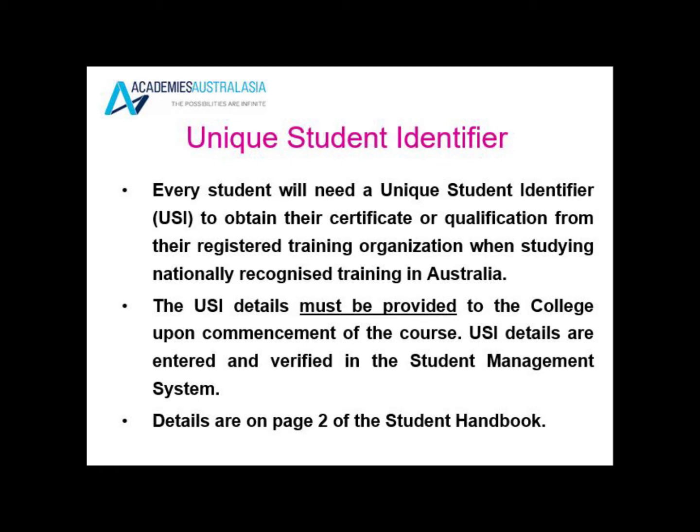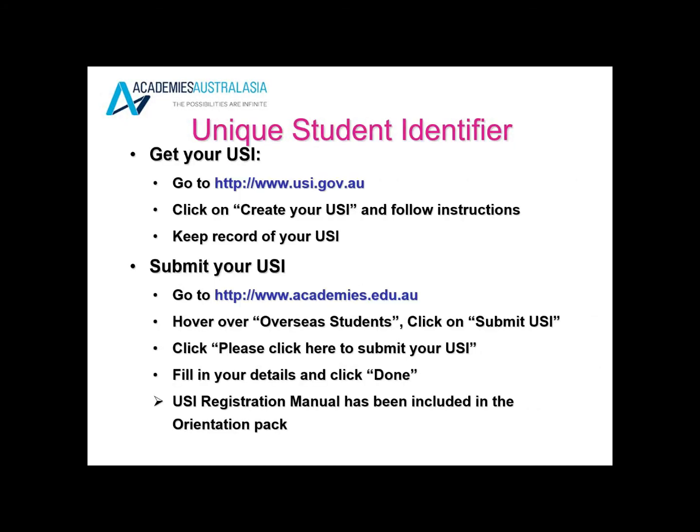The unique student identifier, the USI: you will need to set up a USI, and you cannot get a certificate or qualification without the USI. To get a USI, please go to www.usi.gov.au and create your USI. Follow the instructions. Once you receive your USI, go to academies.edu.au and click on Submit USI, and just follow the instructions to submit your USI into Academies Australasia.